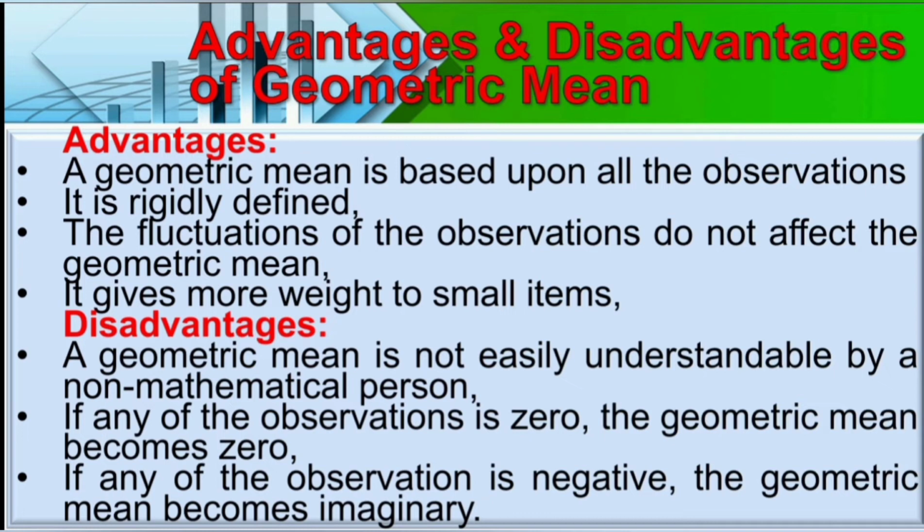Now disadvantages of geometric mean. Number 1. A geometric mean is not easily understandable by a non-mathematical person. Number 2. If any of the observations is 0, the geometric mean becomes 0. And number 3. If any of the observations is negative, the geometric mean becomes imaginary.